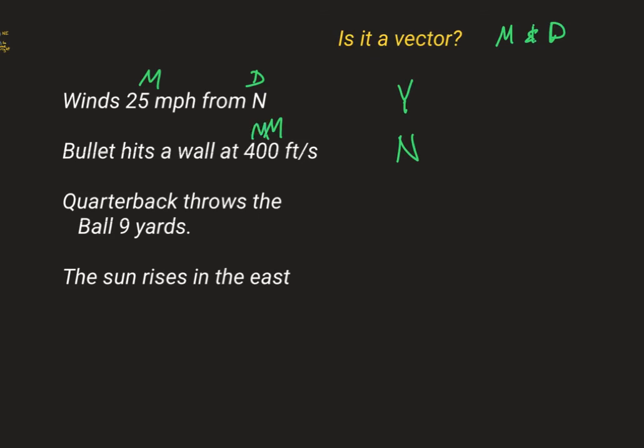There's only magnitude. All right, a quarterback throws the ball 9 yards. Well, there's magnitude. Where's the direction? Maybe he didn't throw it downfield. Maybe he threw a lateral. Nope, no direction. Not a vector. The sun rises in the east. Okay, there's a direction. And the magnitude is not there. You need magnitude and direction.